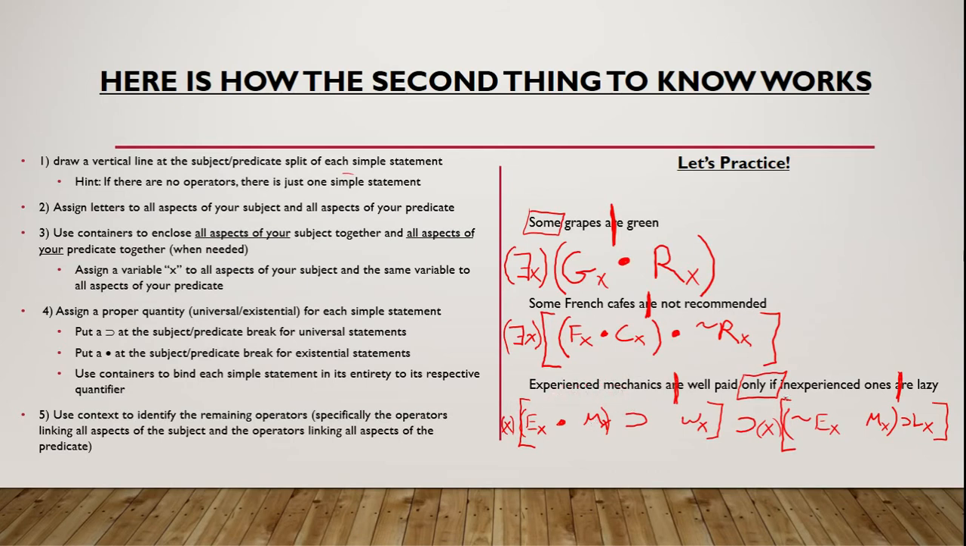The second one, inexperienced mechanics, same thing. I would say they're not experienced and they are mechanics. So you have somebody that's not experienced and they're a mechanic. And that's the last step. So that's the translation for this one. Okay, let's move on to the next set of translations.